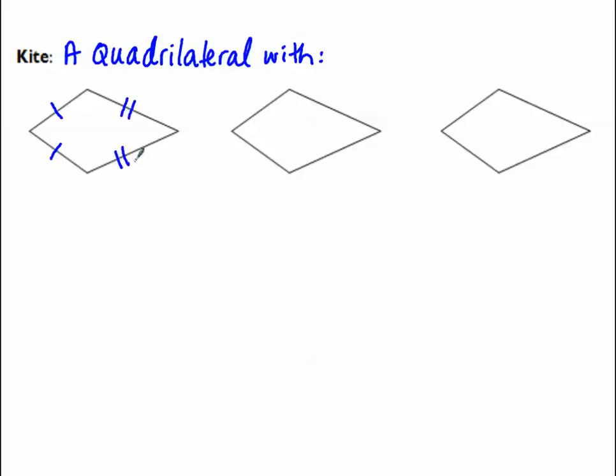Now let's look at kites. Besides the fun things you fly, kite is actually a special type of quadrilateral. So let's start there. A kite is a quadrilateral, so it has four sides, but it has specific properties as well. It doesn't have anything parallel, like a parallelogram or a trapezoid. What it has is two pairs of consecutive sides that are congruent, meaning the sides next to each other.